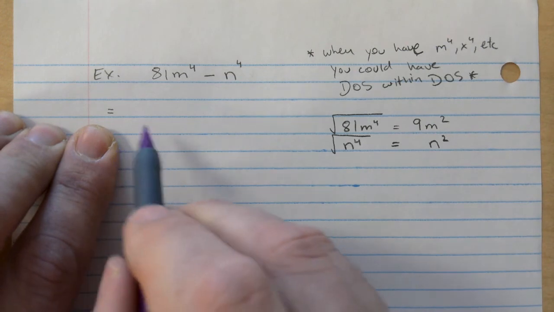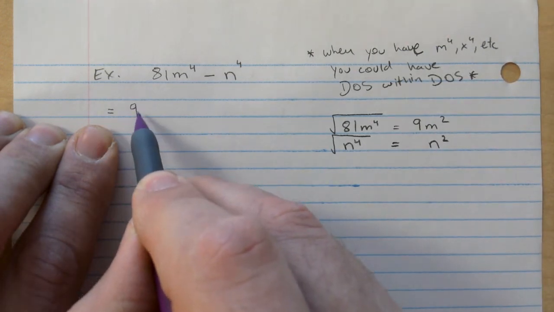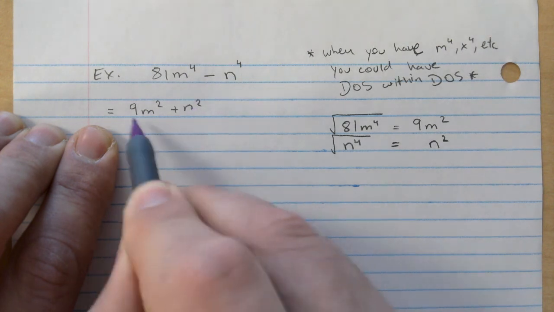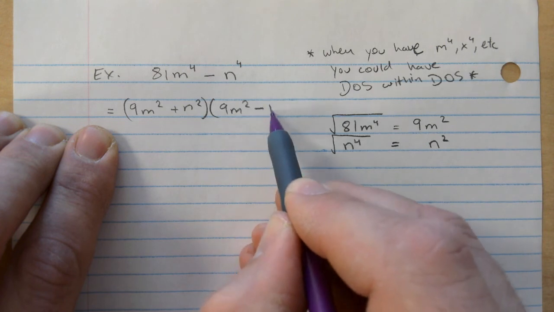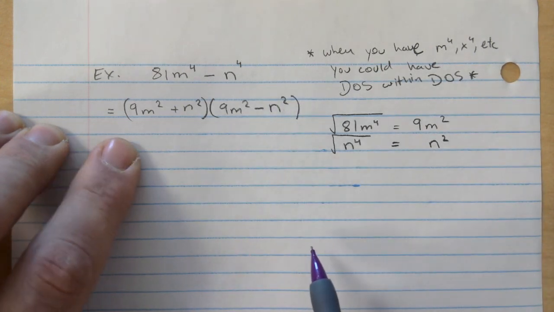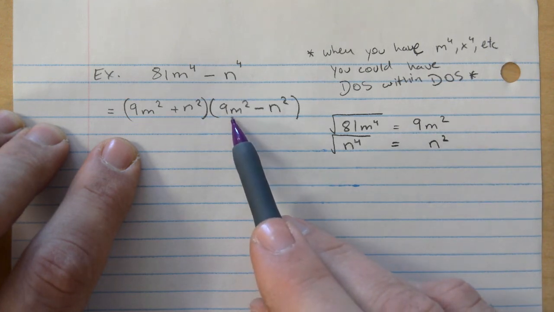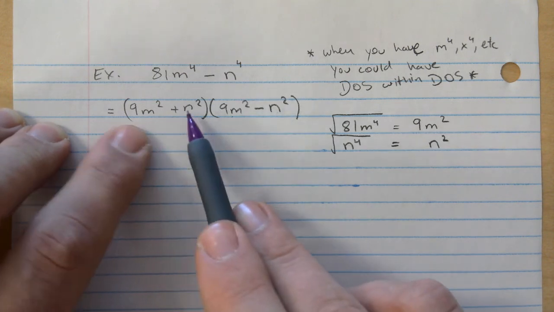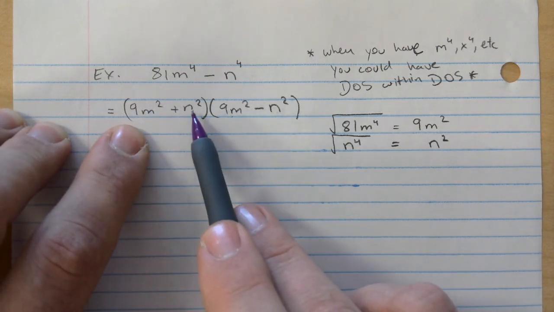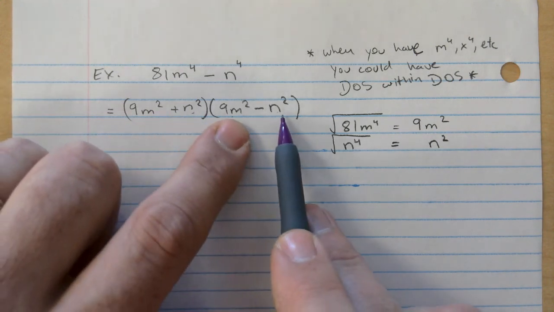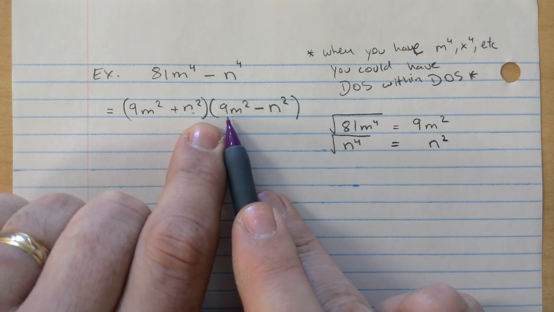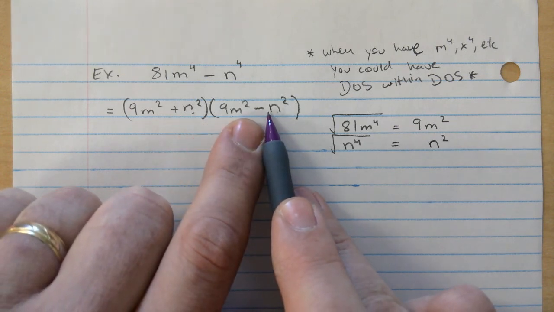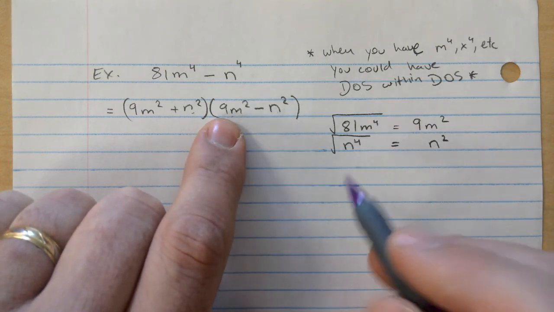And so then we have our difference of squares here: 9m squared plus n squared, 9m squared minus n squared. And then you realize, wait a minute, this one you can't do anything with. It's not a difference of squares, this is a plus here. This one is done. This stops. But you check this one: 9 is a perfect square, and 1 is also a perfect square. So you can probably break this one down again.